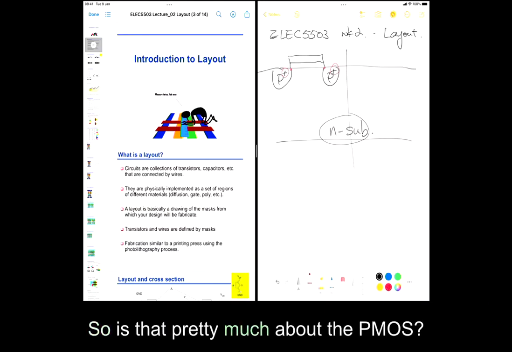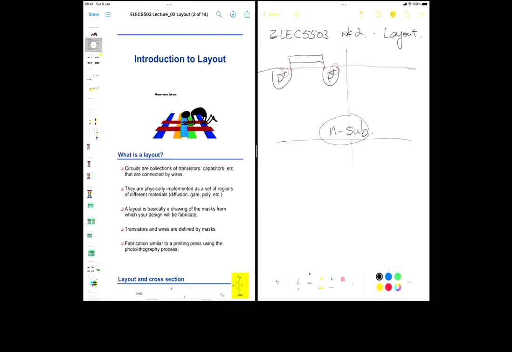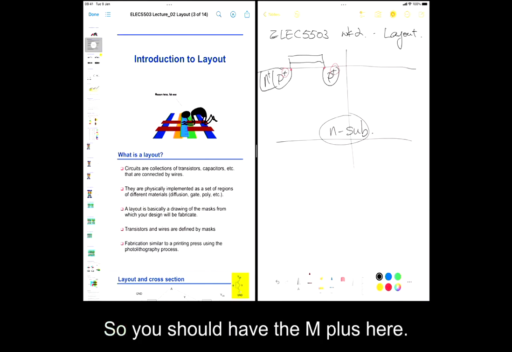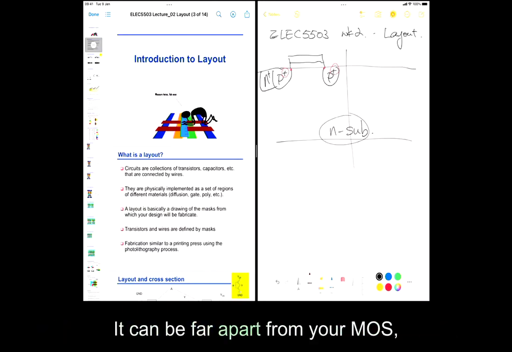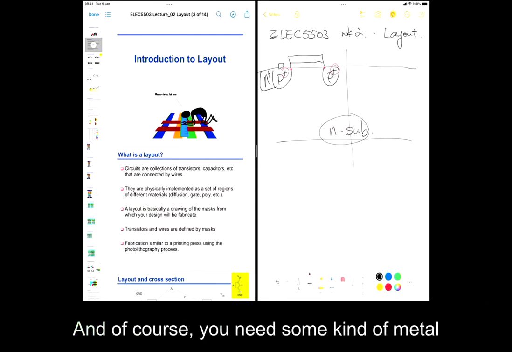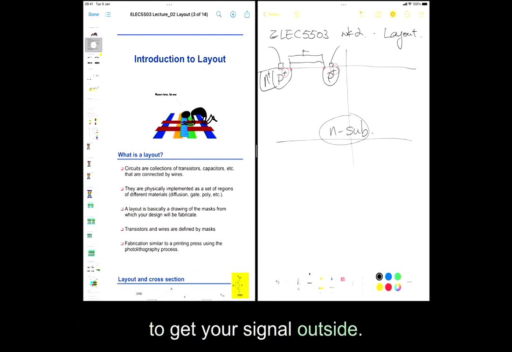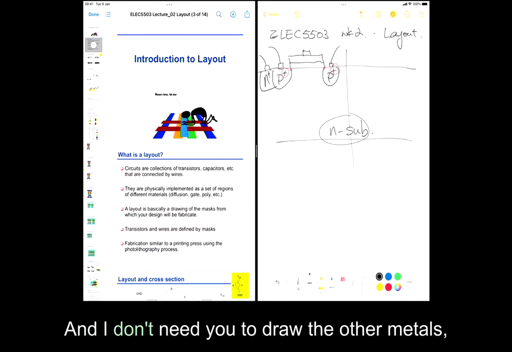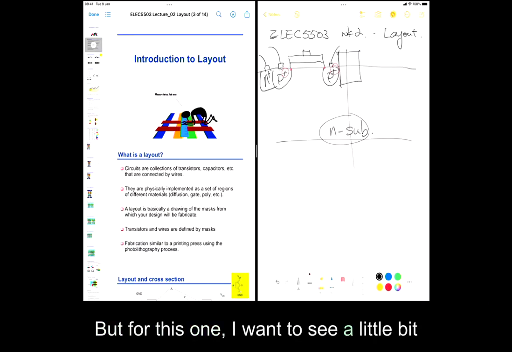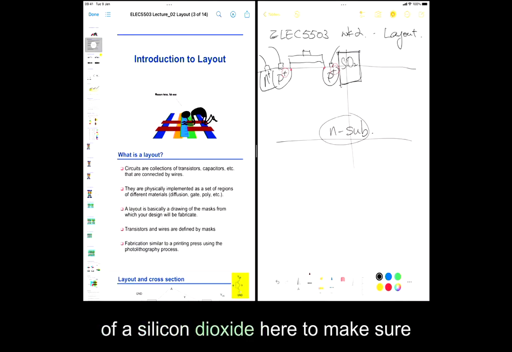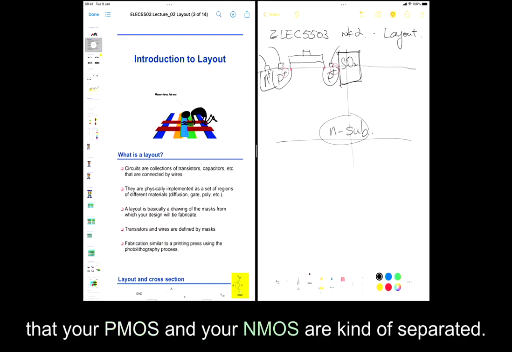So is that pretty much about the PMOS? Did I miss anything? Yep, the bulk. That's important. So you should have the N+ here, all right? Well, you can argue that it's hiding somewhere else. It can be far apart from your MOS, but I need to see that in your test, okay? And of course, you need some kind of metal to get your signal outside. I don't need you to draw the other metals like vias and other stuff. But for this one, I want to see a little bit of silicon dioxide here to make sure that your PMOS and your NMOS are separated.